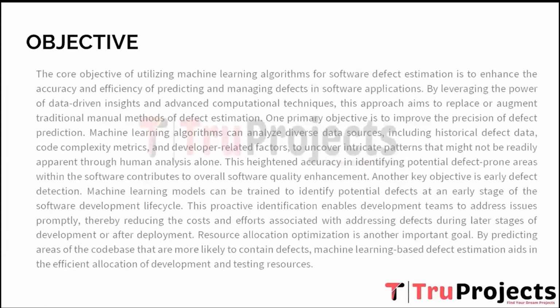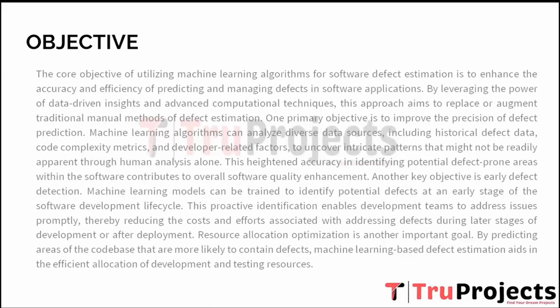Now coming to the objective part for this project, software defect estimation using machine learning algorithms revolves around optimizing defect prediction accuracy, enabling early defect detection, enhancing resource allocation, fostering continual learning, and ultimately elevating software quality. This approach harnesses the potential of machine learning to transform how defects are addressed within software development, yielding tangible benefits in terms of efficiency, reliability, and customer satisfaction.